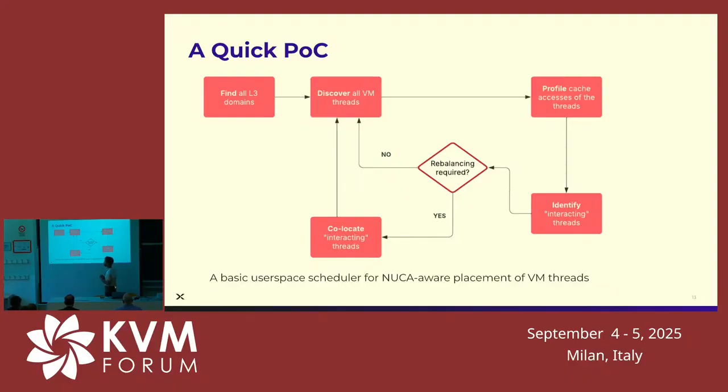And this is how it works. So it starts with finding all the L3 domains on the host. Then it performs 4 steps in a loop. First it tries to discover all the VM threads on that host. Then do cache profiling for all those threads. And once we have the data from the profiler, we try to identify threads which are interacting with one another. And once we have figured out interacting threads, we try to co-locate them if possible, only if this rearrangement is going to give us a benefit. In some cases the cost of moving threads might be significant, and it might not be a good idea to rearrange the threads.